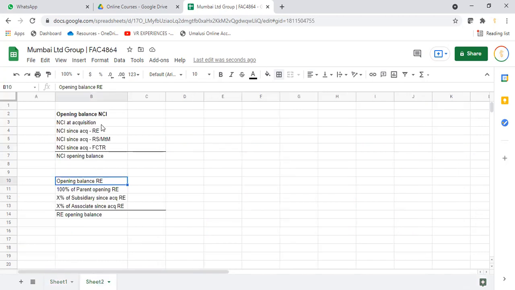And this picture comes to my mind. So now when I'm reading, I already know that I'm going to need acquisition-date figures, and I'm going to need since-acquisition figures for all of this.